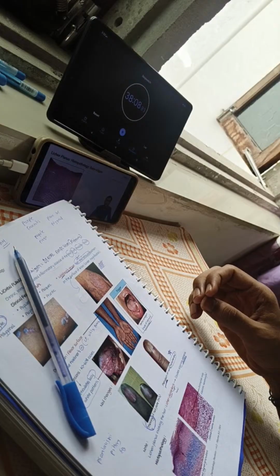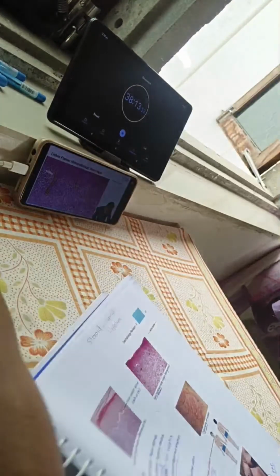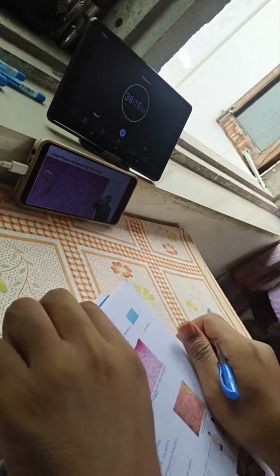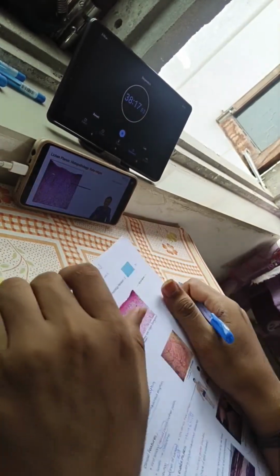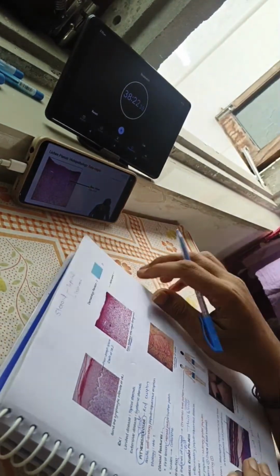Now point number 2 is you look at the rete ridges. When you look at the rete ridges, you can see that it resembles a sawtooth. I've already highlighted it. Highlighting again, this is the downward elongation of the epidermis. It is called rete ridges. This is resembling a sawtooth. That's why we call it sawtoothing of the rete ridges.